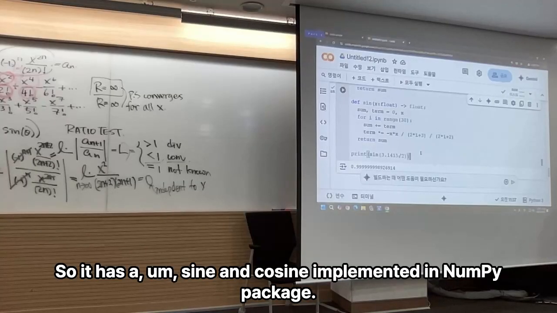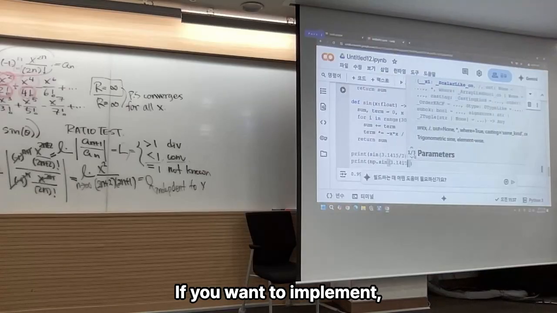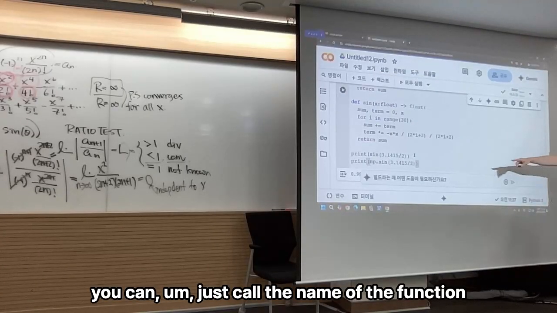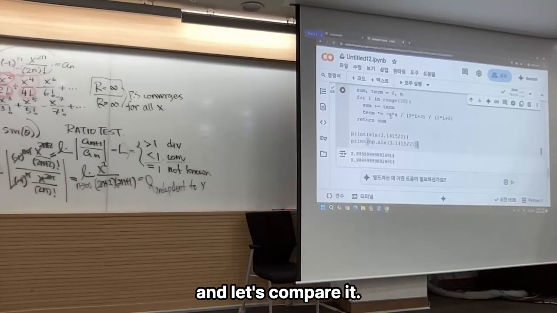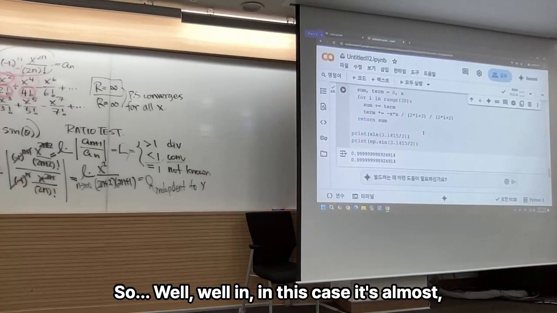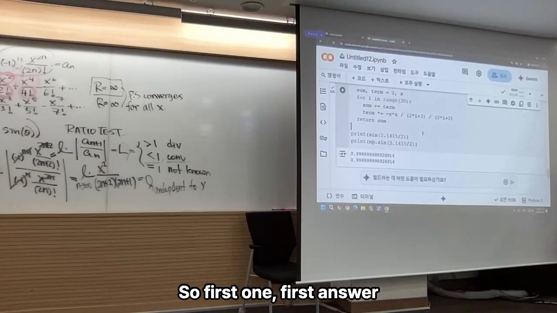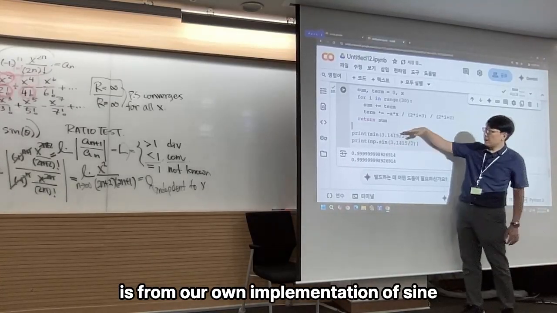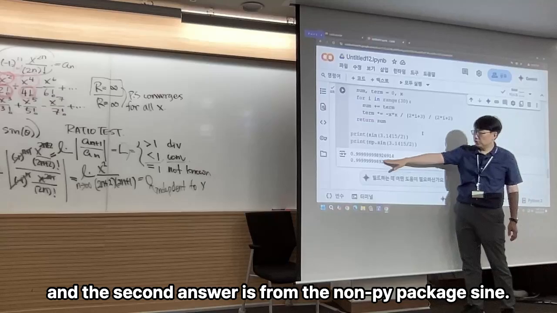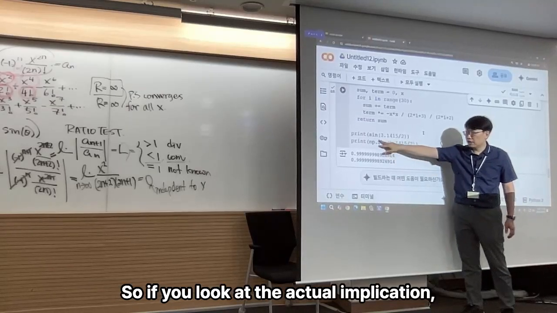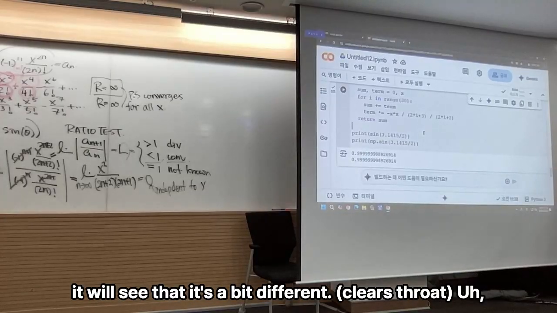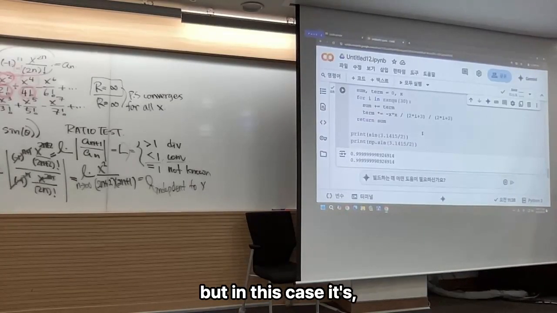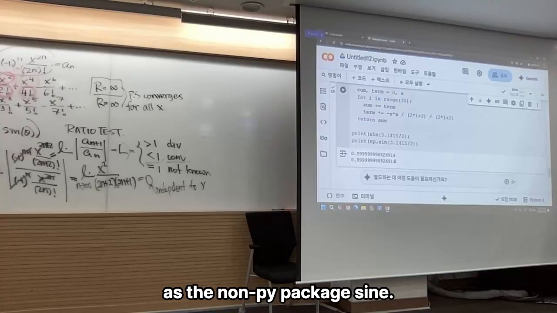NumPy has sine and cosine implemented. If you want to use it, you can just call the name of the function, sine, in the NumPy package, and let's compare it. In this case, it's the same thing. The first answer is from our own implementation of sine, and the second answer is from the NumPy sine. If you look at the actual implementation, the code of the sine function, you will see that it's a bit different. But in this case, our answer is almost as accurate as the NumPy sine.